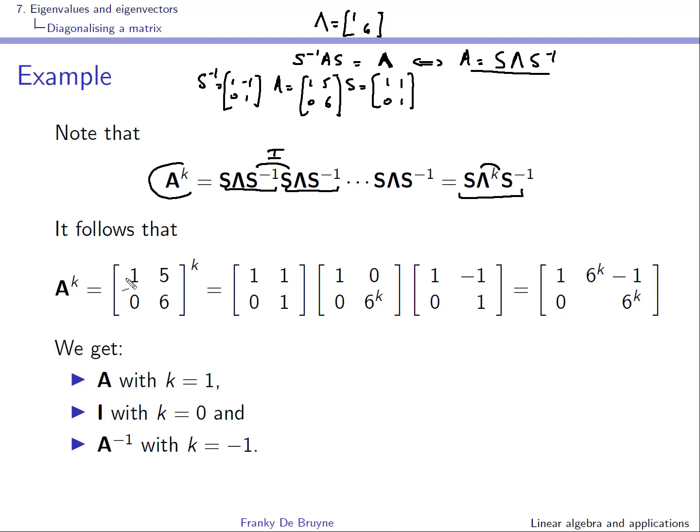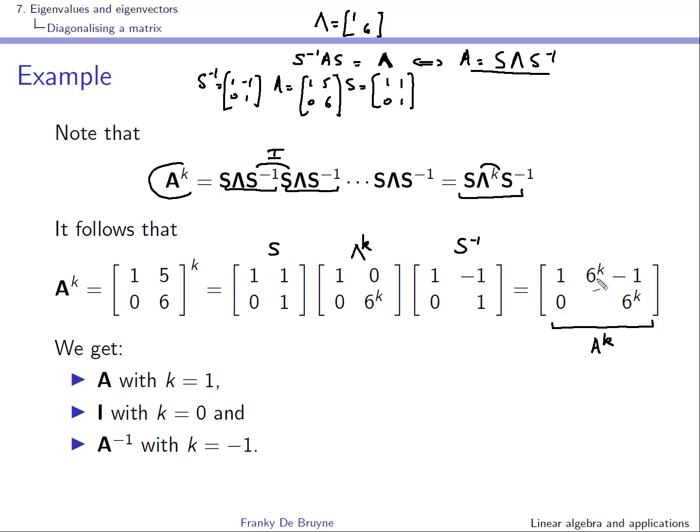Okay, so A to the power k here is S, you've got it over here, this is S Lambda^k S^-1. You're multiplying diagonal matrices several times. And this simply leads to this matrix here, Lambda^k. It's the diagonal element to the power k, and then you can multiply and you obtain here A to the power k, with k that can be any integer.